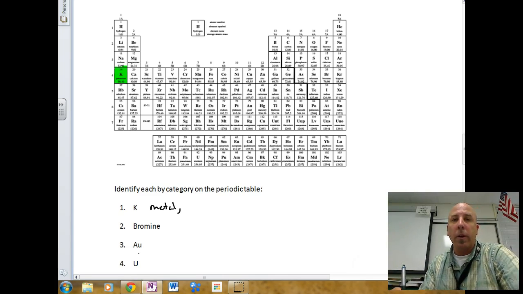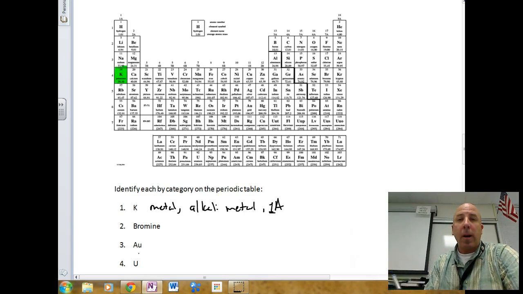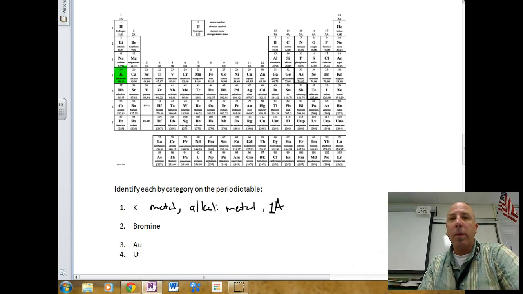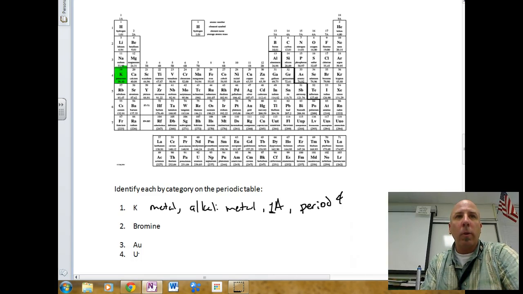The largest group is metals. Now, to be more specific, and we do want to be more specific, it's going to be an alkali metal. And remember, we said an alkali metal was any metal that was located in group 1A. So it's a metal, it's an alkali metal, it's in group 1A. And that would pretty well describe potassium. We could also throw in there that it is in period 4, because period 4 is listed right there, everybody straight across, period 4.